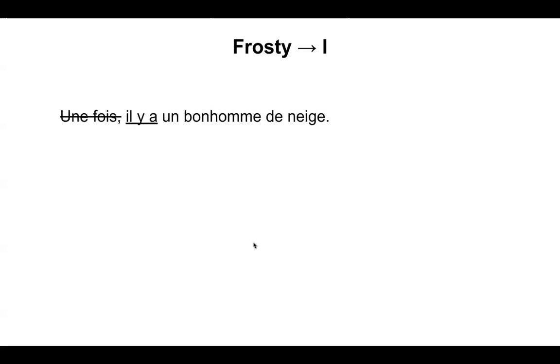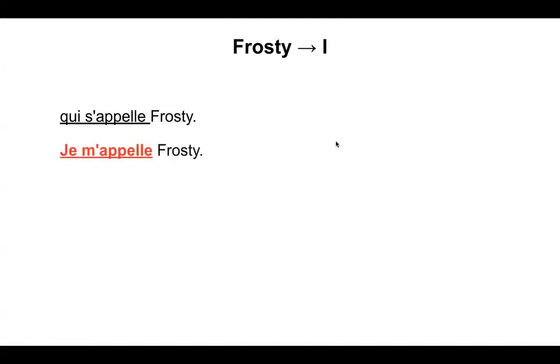OK, première page, première phrase. Une fois, il y a un bonhomme de neige. On change il y a à je suis un bonhomme de neige. Phrase 2. Qui s'appelle Frosty? On change à je m'appelle Frosty. Okay, bon. Now, change from who calls himself Frosty to I call myself Frosty.